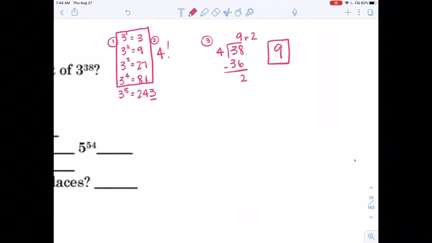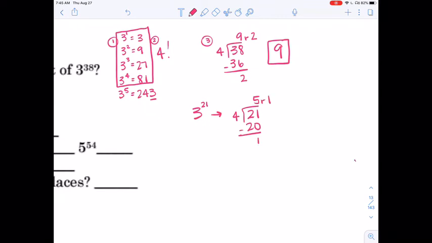What if we do 3 to the 21st? So I have my pattern already. I know how many numbers are in my pattern. There are 4. So I'm going to take 21, divide it by that number of pieces in my pattern, 4. That will get me to 20 with a remainder of 1. So I'm going to go through this sequence perfectly 5 times. And I'm going to have 1 card left in my hand, and I'm going to hand out a 3.